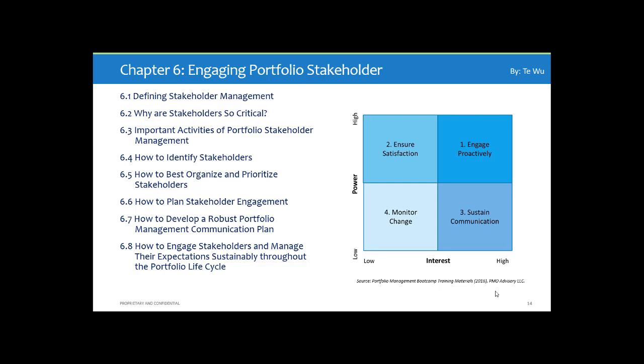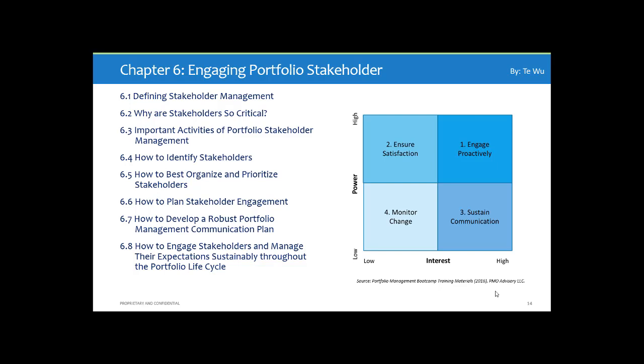We then look at some of the important activities of stakeholder management, and that includes identify, organize and prioritize, plan stakeholder engagement, and then develop a robust portfolio management communication plan. We aimed the chapter on how to engage stakeholders and manage their expectations sustainably throughout the portfolio lifecycle. And the key word here is sustainably. That's what makes it really hard.